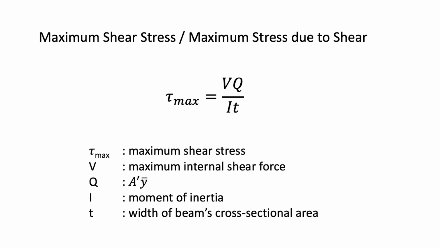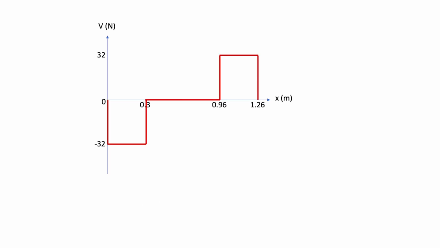In this video, I just want to highlight the maximum internal shear force. How to get the value of maximum shear force? The answer is through the shear force diagram. This is the shear force diagram, where the vertical axis is shear force and the horizontal axis is length of beam. How to draw this diagram? I will explain it after this. From this diagram, we get the maximum shear force is 32 newtons.